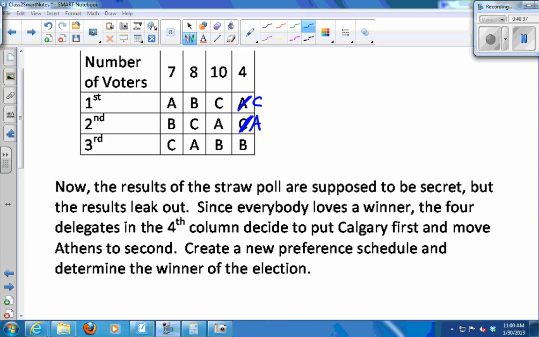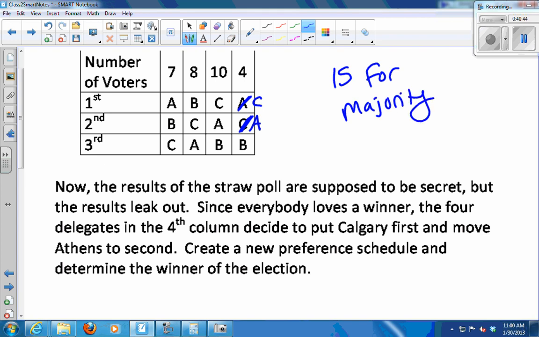All right, so remember it was going to take 15 for a majority. So when I do the first place tallies now, A has 7, B has 8, and C has 14, right? So Calgary's in the lead right now, but who has the fewest first place votes? A, so we're going to eliminate A. And who are their votes going to go to? B. They have B ranked in second place.